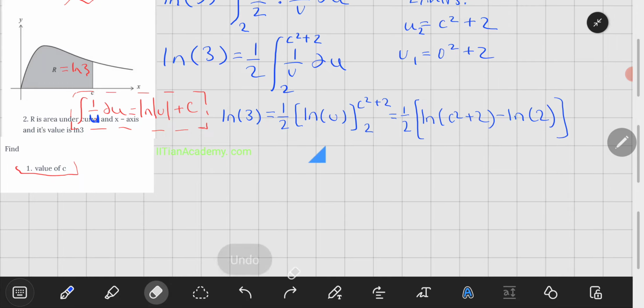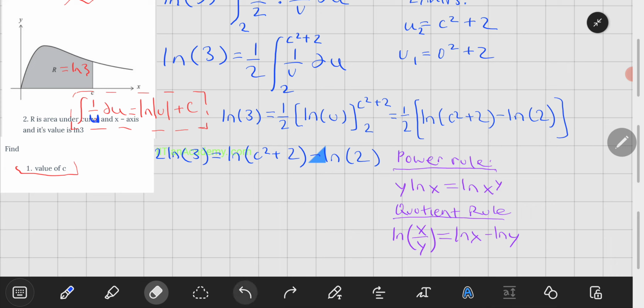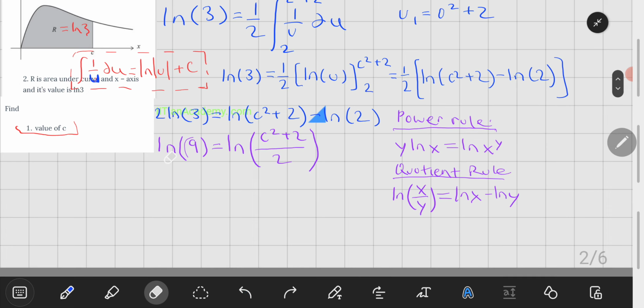And if we continue onward, we multiply both sides by 2 so that we can simply evaluate for the lns of each function. And we can use the power rule and the quotient rule to simplify our expression, so that 2 ln 3 on our left side can be written as ln 9, and ln of c squared plus 2 minus ln 2 can simply be turned into a fraction, so that we get ln of 9 is equal to ln of c squared plus 2, divided by 2.